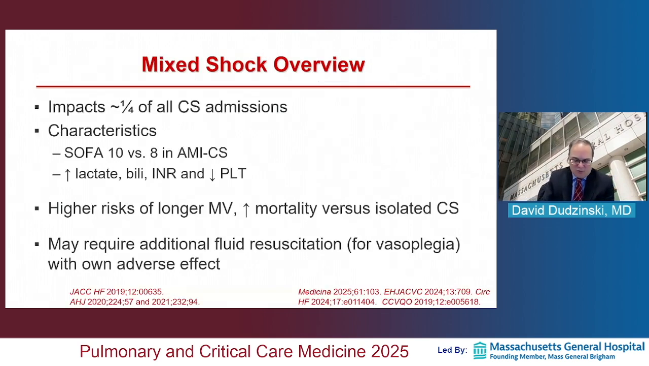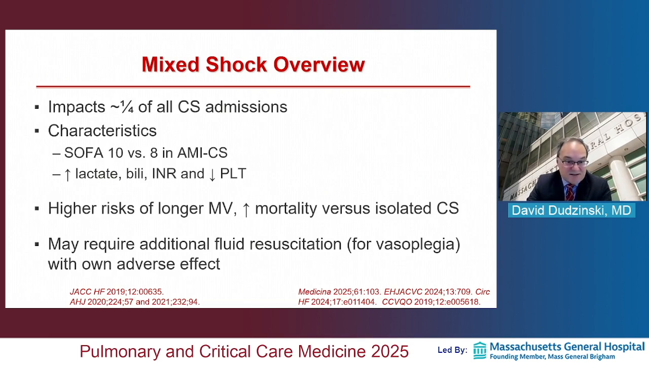So if we think about how we would think about mechanical options in these mixed shock states, we have to recognize first that these patients have two aberrancies. So they actually, in multiple data sets, have worse outcomes and multiple derangements in scoring systems, as well as laboratory and other markers consistent with shock.